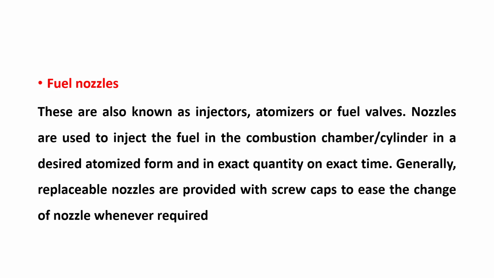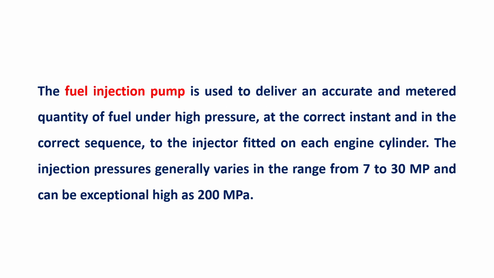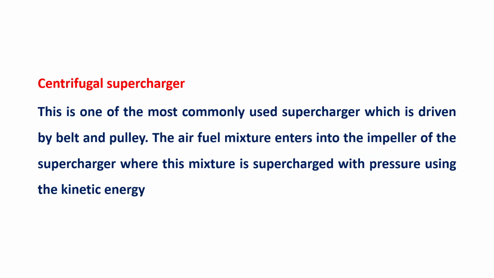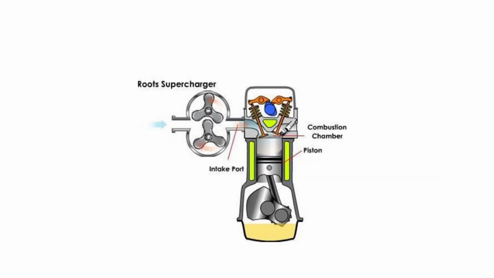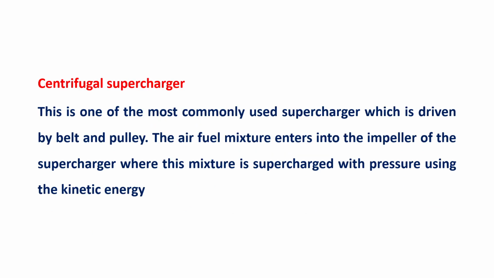I'll also explain another one, superchargers. I'm covering this last because I wanted to explain the different topics first. Supercharging means a compressor powered by the crankshaft compresses the incoming air. It is used for increasing the volumetric efficiency of the engine. You can see the piston and the boost supercharger. This will be done by a belt and pulley system.